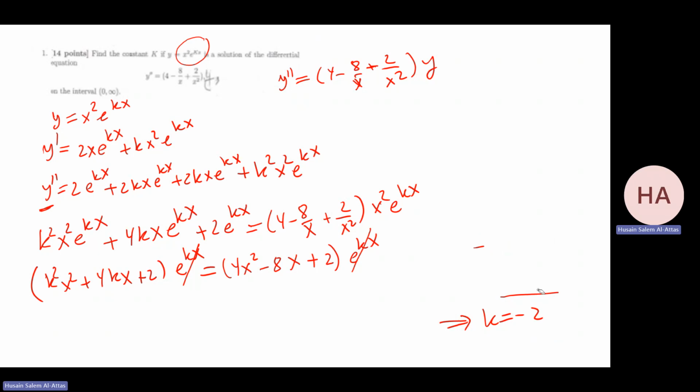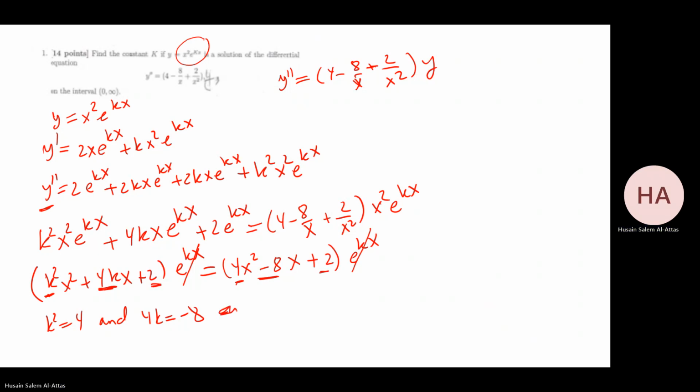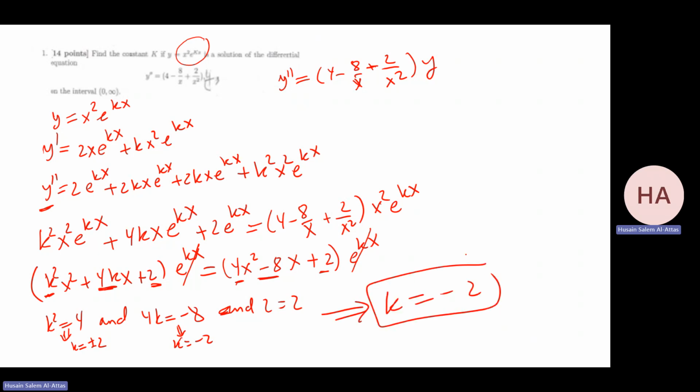Let me make it very clear. I need this to be equal to this, so I have k squared equal 4. Also, I need this to be equal to this, so 4k equal minus 8. And the constant 2 equals 2, which is nothing here. So from here, k equals plus or minus 2. From here, k equals minus 2. So my answer, k should be equal to minus 2, because this is the only one satisfying all of it.